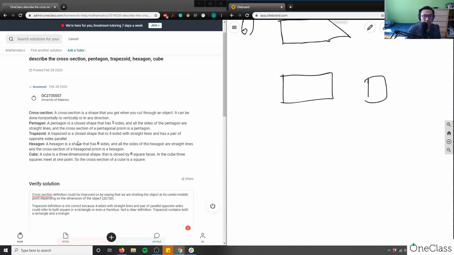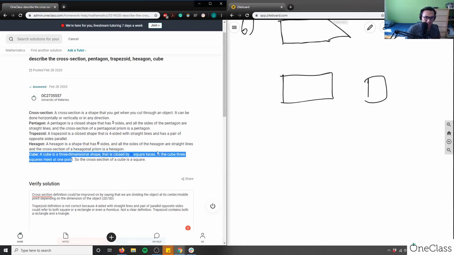Let's see, hexagon is a shape that has 6 sides, straight lines. Cool, I'll be okay with that. A cube is a three-dimensional shape that's closed by 6 square faces. In the cube, they meet at one point. In this cube, 3 squares meet at one point. So the cross-section of the cube is a square. That's true. The cross-section of this cube is a square.